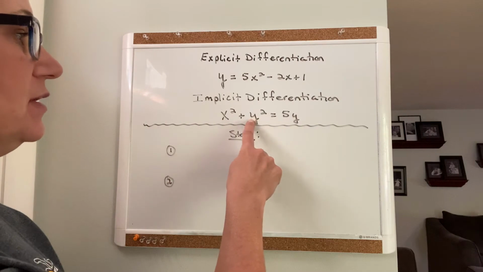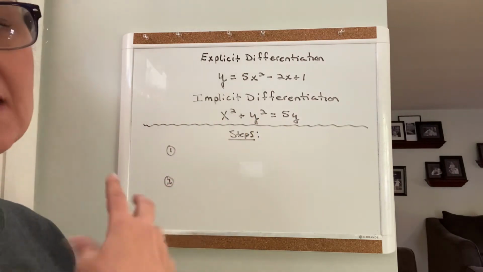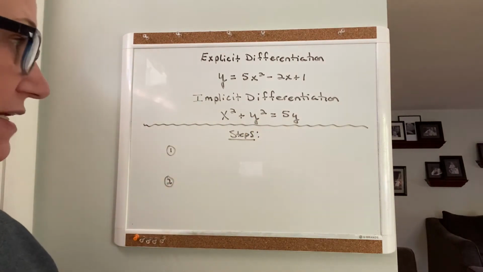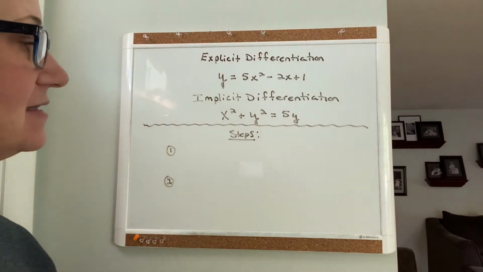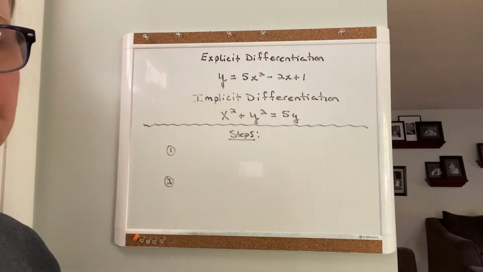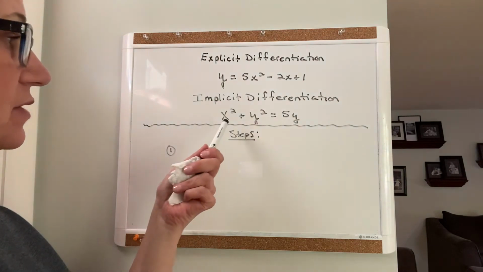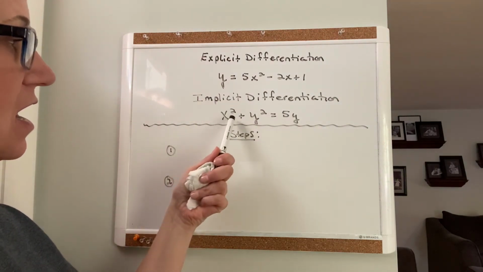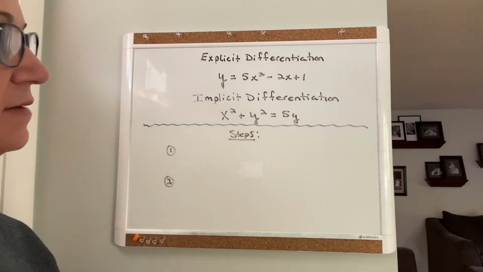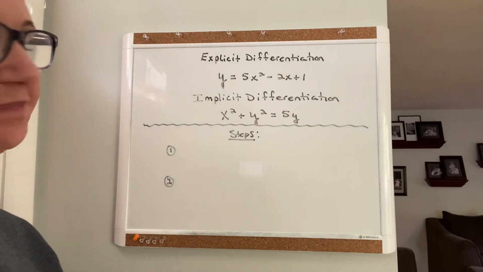If you look at x squared plus y squared equals 5y, I am hoping that you remember doing conic sections and you recognize this as a circle. So we will be doing the first derivative of equations where y cannot be solved for.